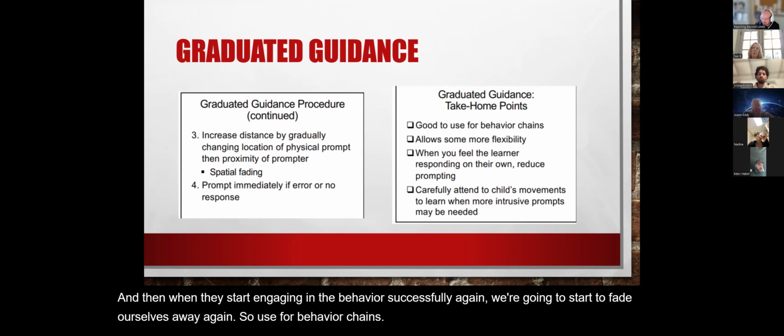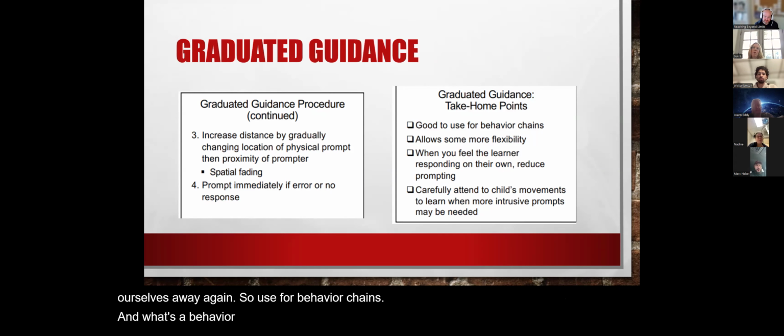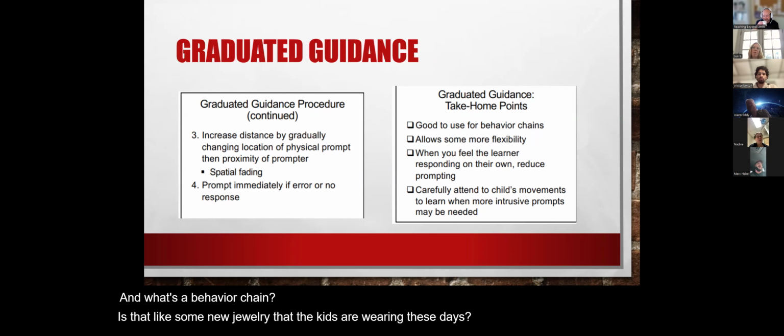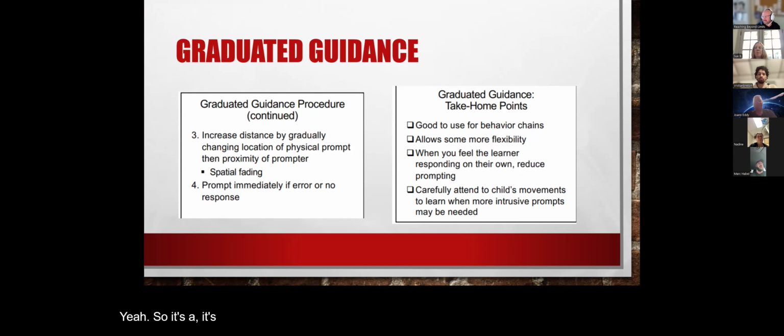And what's a behavior chain? Is that like some new jewelry that the kids are wearing these days? It's a sequence of behaviors that tend to occur either in conjunction with each other or one after each other. Yeah, so how am I going to say this? It's the steps of a behavior that lead to an ultimate reinforcer.